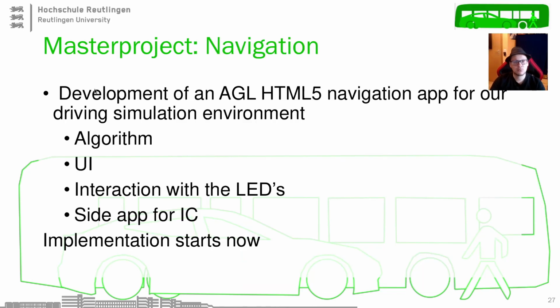Okay, now we come to the master project, where we have one group that is working on navigation. We are developing an AGL HTML5 navigation app for our driving simulation environment. You saw in the step before that we created the environment for the driving simulation, and now we want to navigate in that. For that, one student is working on an algorithm and a service. One is working on the UI for the IVI system. One student is looking at how to use the LED matrix in the dashboard to give information to the driver or the passenger. And the last student of that group is working on a side app for the IC with more information for the driver. The implementation starts now.